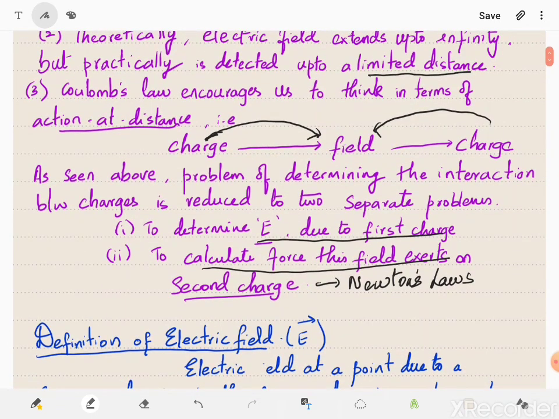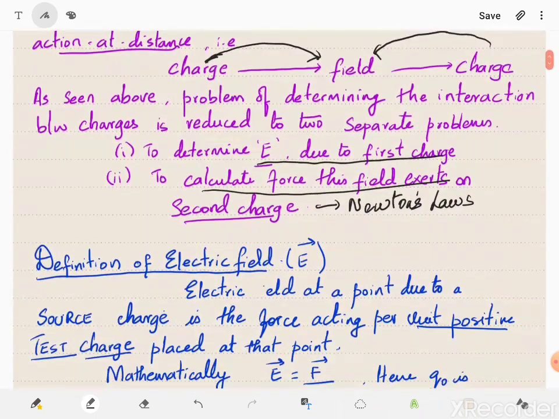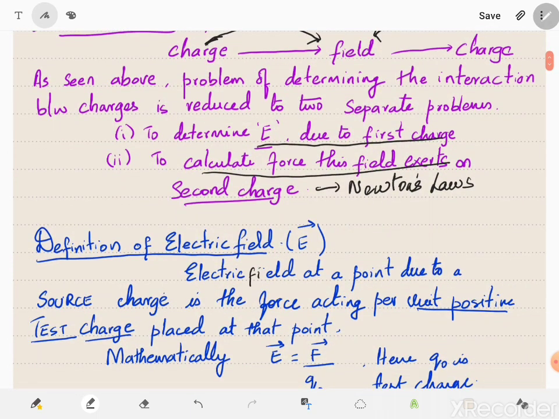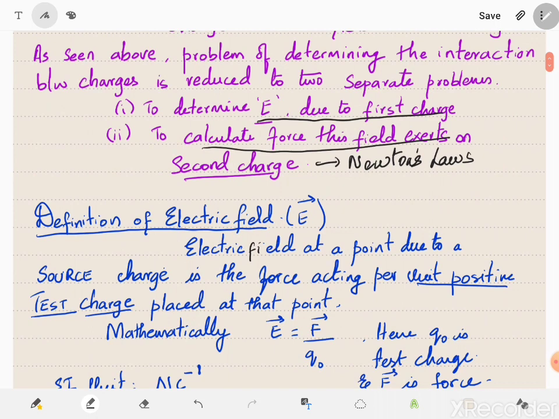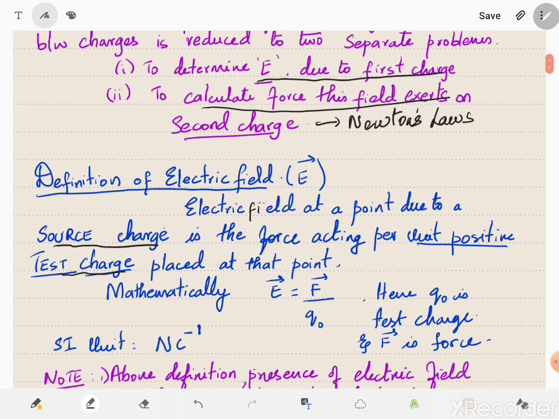So let's define what electric field is concretely. Electric field at a point due to a source charge is the force acting per unit positive test charge placed at that point. The few terms here are source charge and test charge. Mathematically, we can define electric field as the force experienced by a unit positive test charge placed at that particular point. It is given by E is equal to F by Q naught, where F is the force acting on this test charge and Q naught is the magnitude of the test charge. The SI unit: force is Newton and charge is Coulomb, therefore it is Newton per Coulomb.